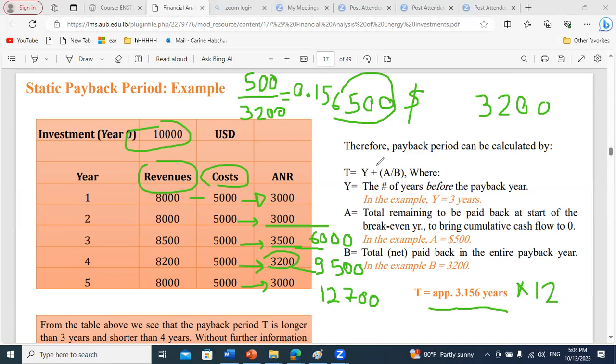Okay, so this is the general method. We can say that T is equal to Y plus A over B. Y represents the number of years before the payback period. In this example, Y is equal to 3. A represents the total remaining to be paid. In this example, it's $500. And B represents the total paid back in the entire payback year, which is here 3,200. So in this way, we can get the static payback period whenever we have variation of the annual net revenue.